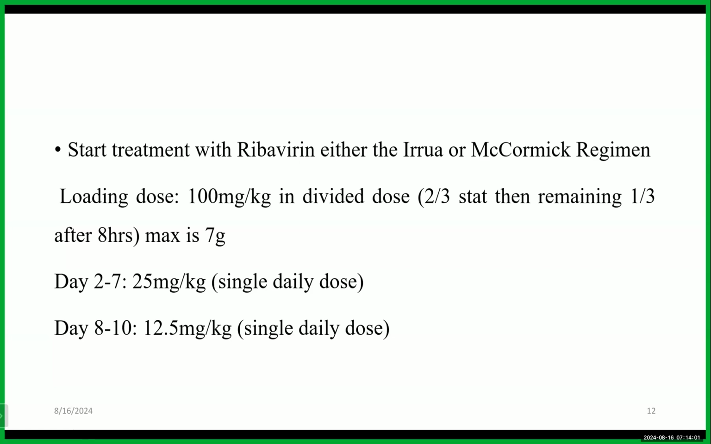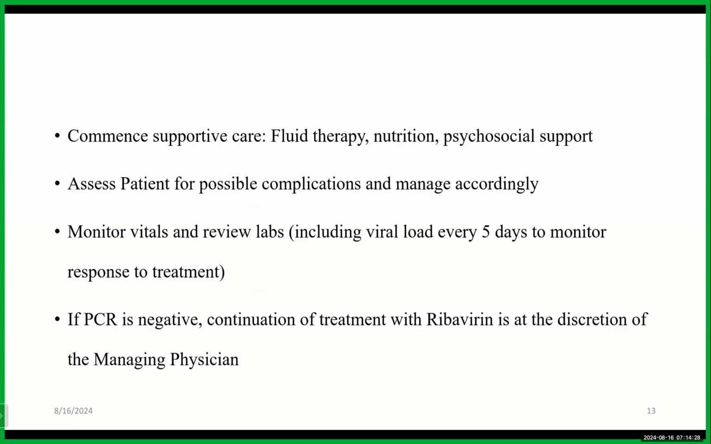I'll start the patient on IV ribavirin, 100 milligrams per kg in divided doses. For the start dose, I'll give 2/3 of it, and the remaining 1/3 over 8 hours, but not to exceed a maximum of 7 grams. Subsequently, from day 2 to day 7, the patient will be on 5 milligrams per kg as a single daily dose. And between day 8 and 10, half of that will be given, 2.5 milligrams per kg as a single daily dose.